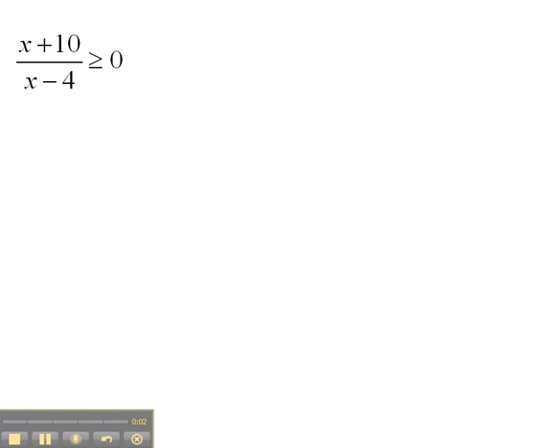Let's try another example. In this case, we have (x + 10)/(x - 4) is greater than or equal to 0. Well, our first condition is met because we have a single fraction, or single rational expression, compared to 0. Our second condition is met because the numerator and the denominator are both fully factored, so we don't have to worry about that.